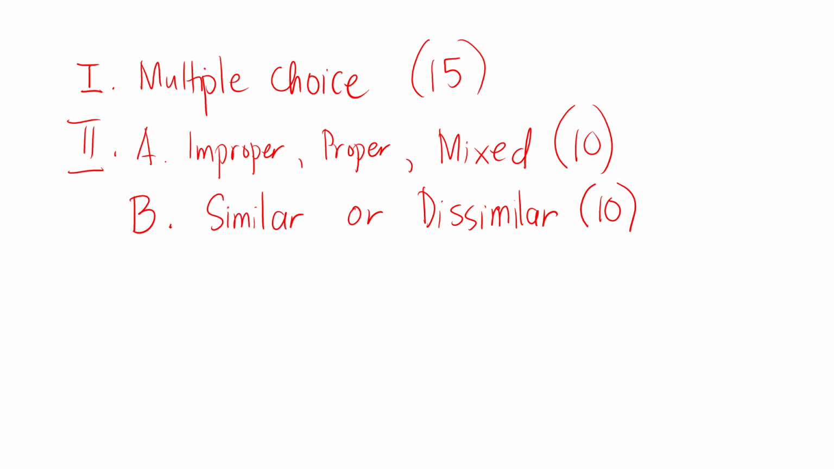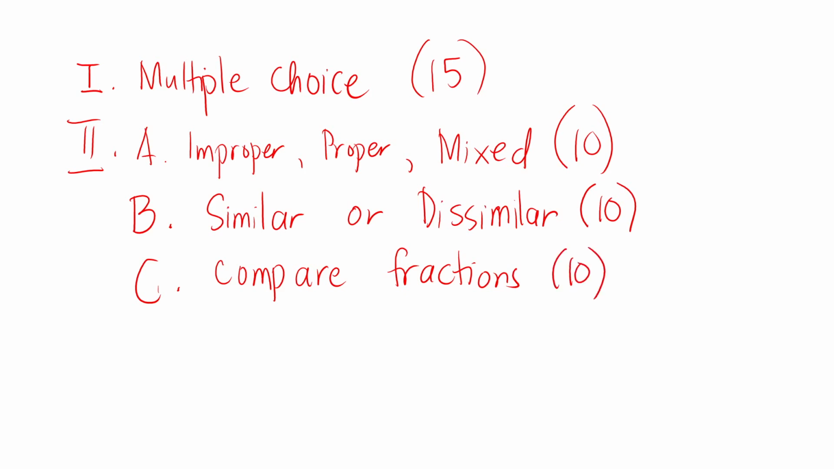Let's go to letter C. Compare fractions. The cross multiplication we did, that will come out, that is our shortcut. So test 2 is really easy. Do you agree with me, Generosity? Yes. Okay. Next, letter D.